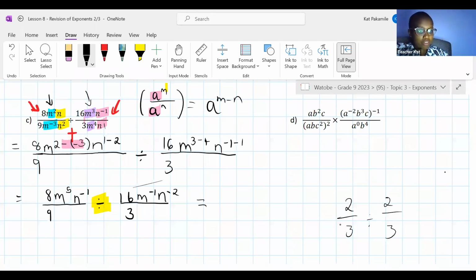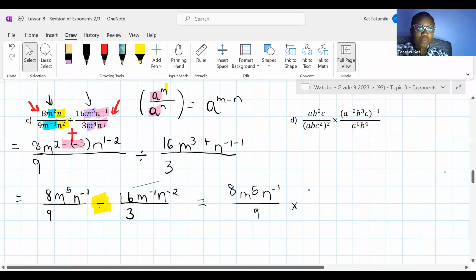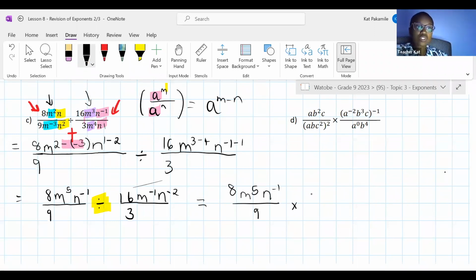So we're going to keep the first one, 8m 5n negative 1 all over 9. Change the divide to a multiply. So guys, you see why it's important to do your previous chapters well, so that when you get to such things, you don't get confused. You need to remember stuff you did in grade 8. I'm going to do the final answer.